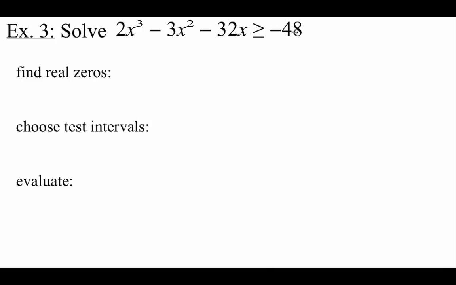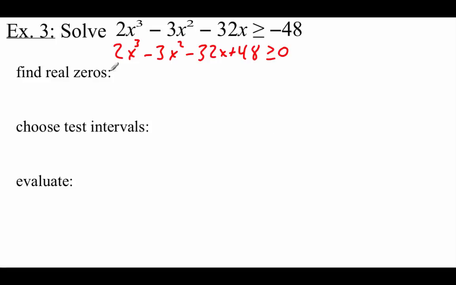Now on this one, if we take a look at the right-hand side of that inequality, it doesn't say greater than or equal to 0, it says greater than or equal to -48. While when we're running through these, we want to have a 0 on one side of the inequality. So I'm going to rewrite this one by adding the 48 over. So now it's going to say 2x cubed minus 3x squared minus 32x plus 48 is greater than or equal to 0.